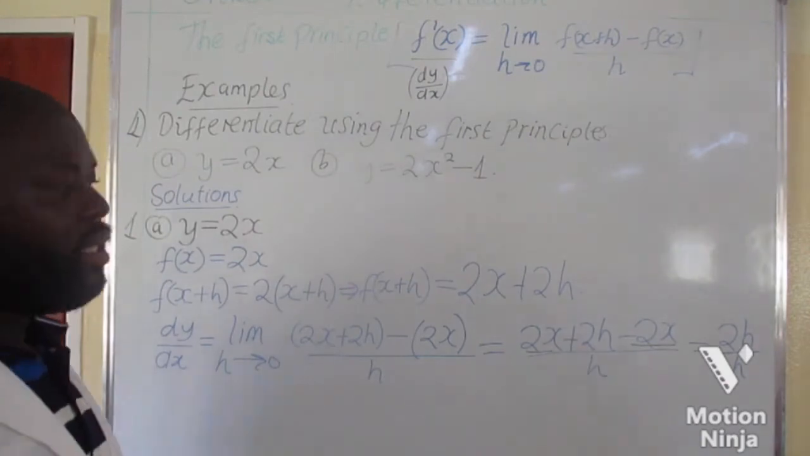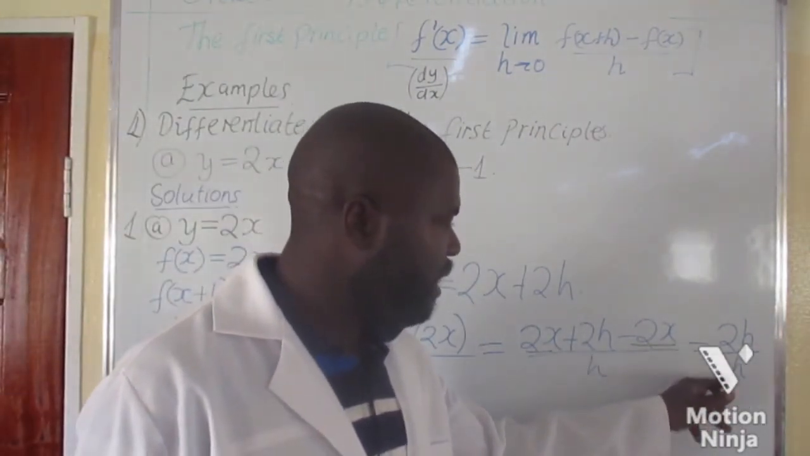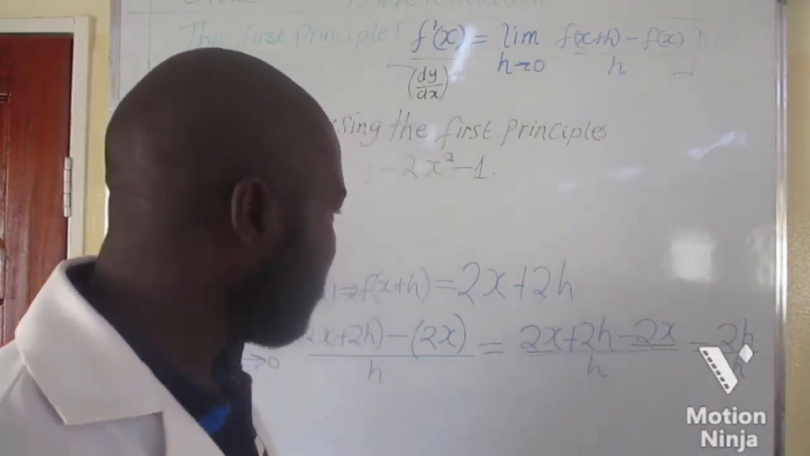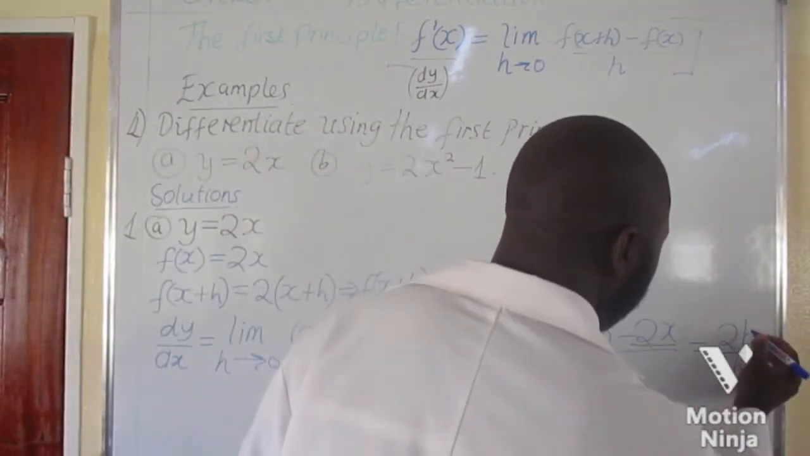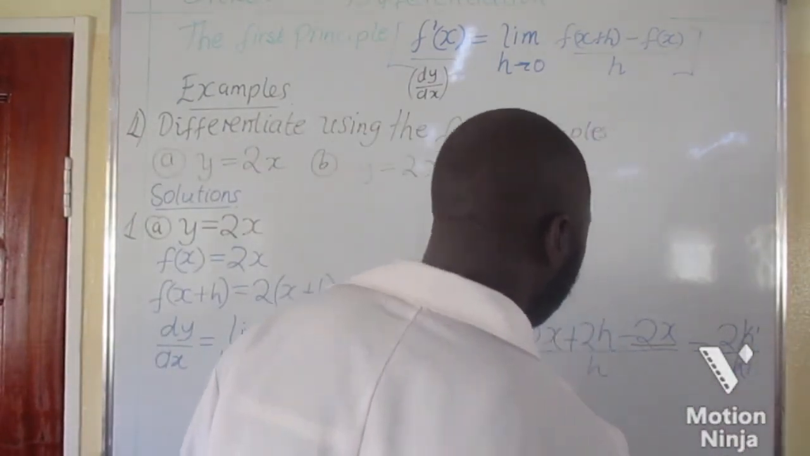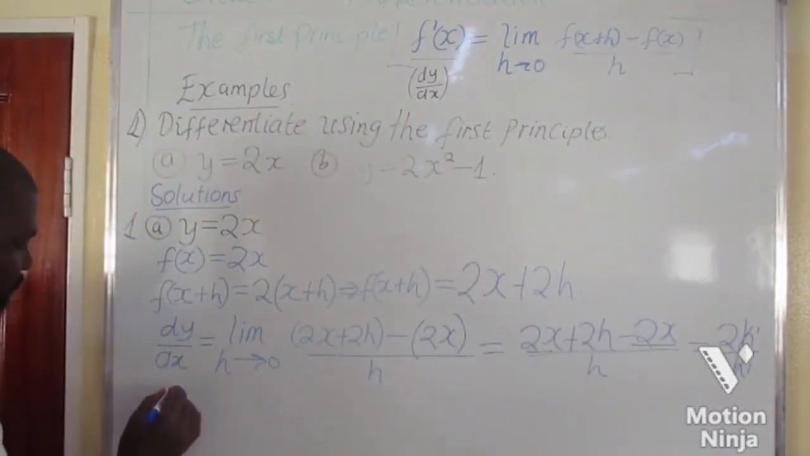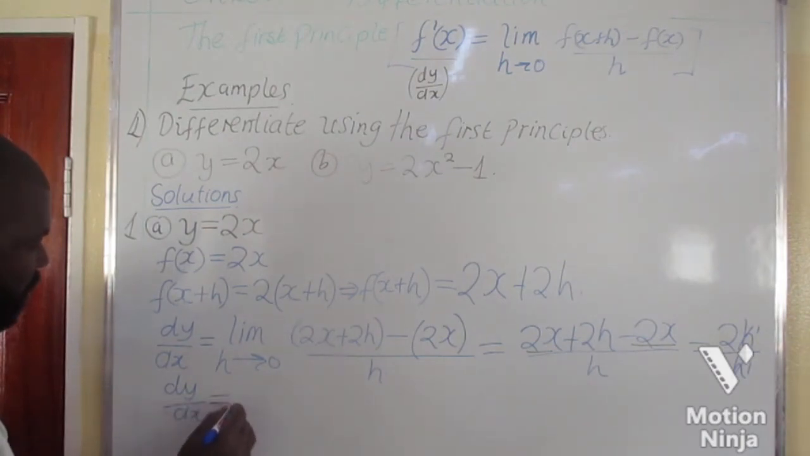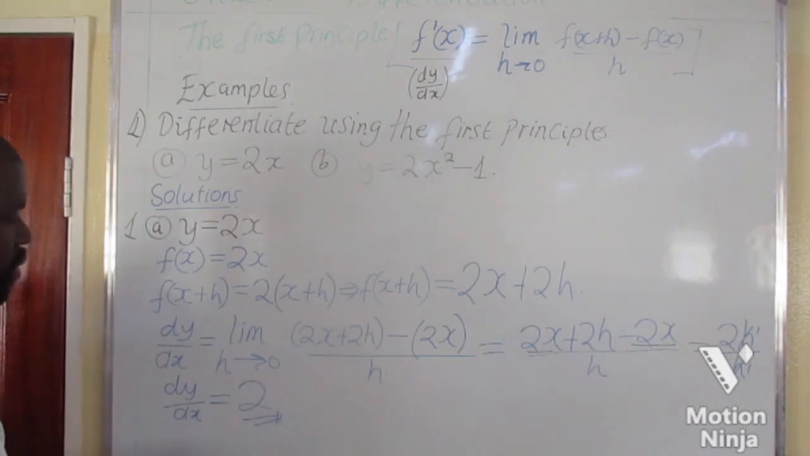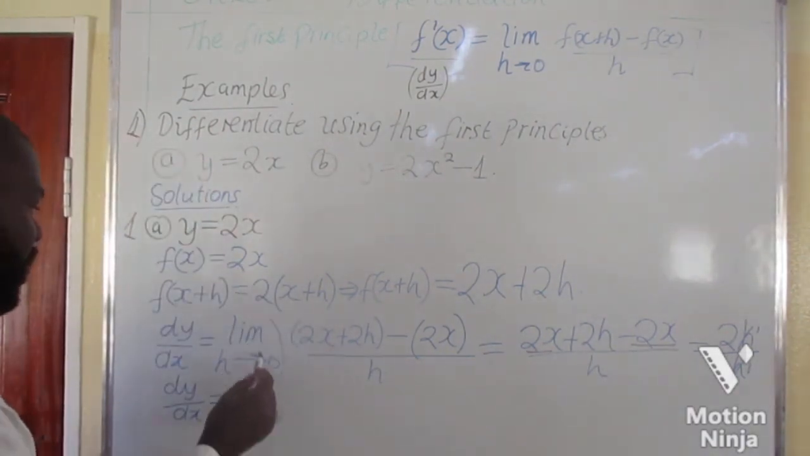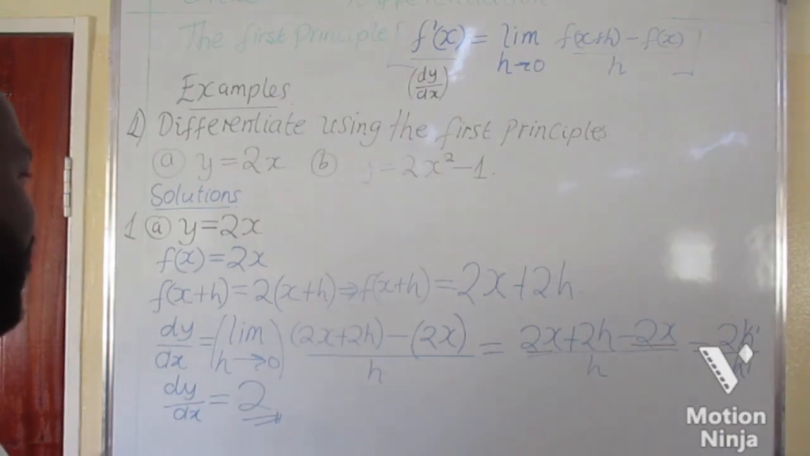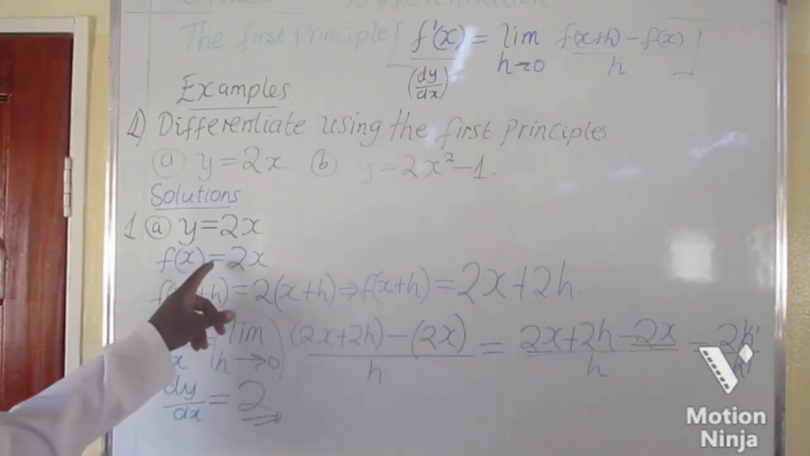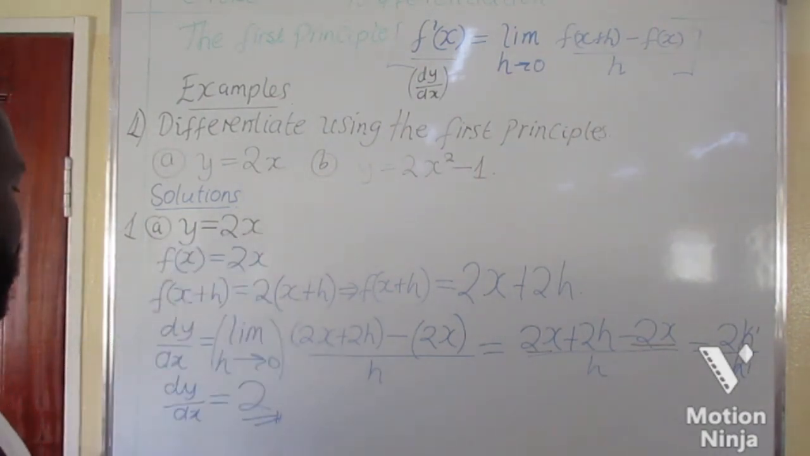You can see the h is available on the numerator and the denominator. So we can easily cancel it out between the numerator and the denominator. So we can easily say h there is 1 and h there is 1. So that finally dy dx will be given by 2. Don't worry about the limit here, because the limit of a constant is that constant. So finally, our dy dx of f of x equal to 2x, or y equal to 2x, is 2.